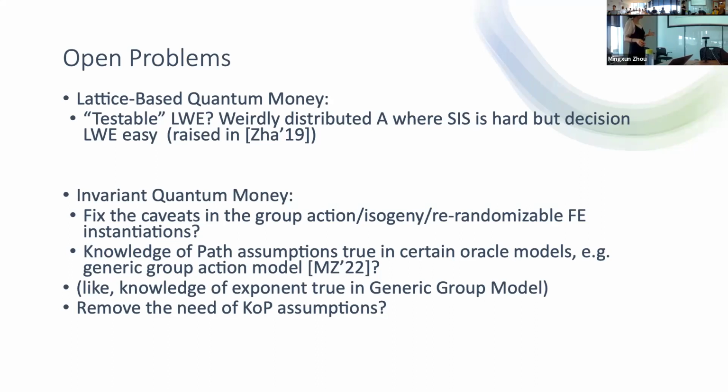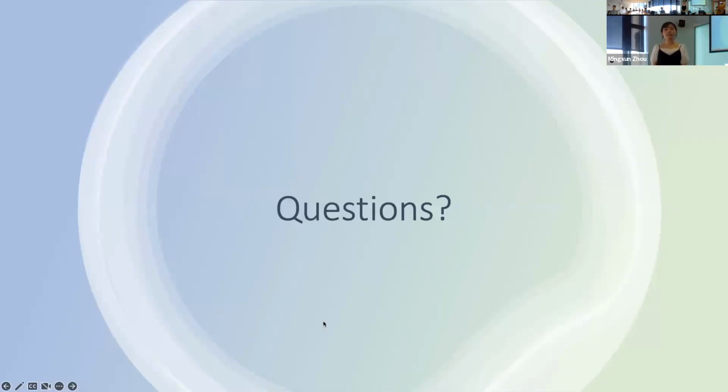For example, there is this model called the generic group action model proposed by a recent paper, also by Hart and Mark in Asiacrypt. I think it was the best paper in Asiacrypt last year. And finally, maybe there's another way to get around this crazy assumption. Maybe we can show security without such knowledge assumptions. And yeah, there are a lot of open problems in the area overall. That's it.